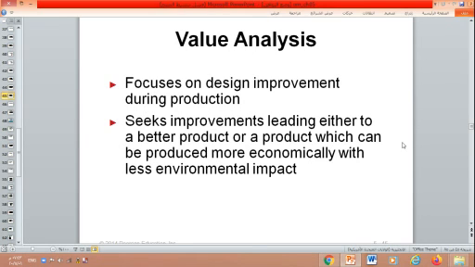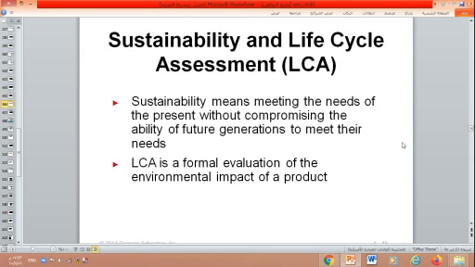So the value analysis focuses on design improvements during the production. أي modifications هنعملها خلال اللي هو the designing stage or during the production, it will lead to a better product or a product that can be produced more economically with less environmental impacts. Okay, the last issues related to the product design: the sustainability and life cycle assessment.